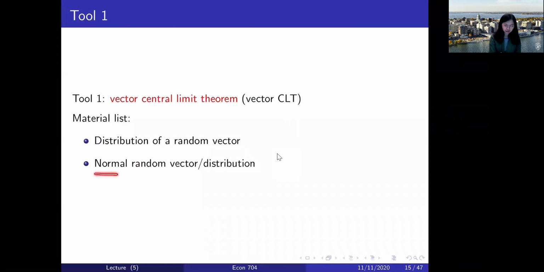And the second tool is the normal random vector. So we have talked about normal distribution for a single random variable. What is the normal distribution for a random vector?